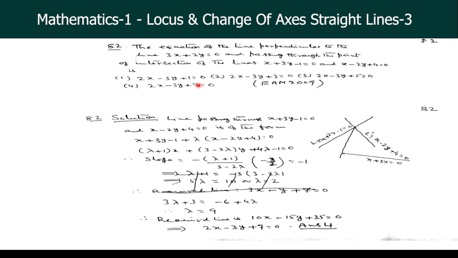Now, this line should be perpendicular to the line 3x + 2y = 0. So the product of the slope of the required line and the slope of 3x + 2y = 0 is equal to -1. That is, -(lambda + 1)/(3 - 2 lambda) into -3/2 is equal to -1. If you simplify it, you will get lambda = 9. Therefore, the required line is 10x - 15y + 35 = 0, or 2x - 3y + 7 = 0, which is option number 4. EAPCET 2009.